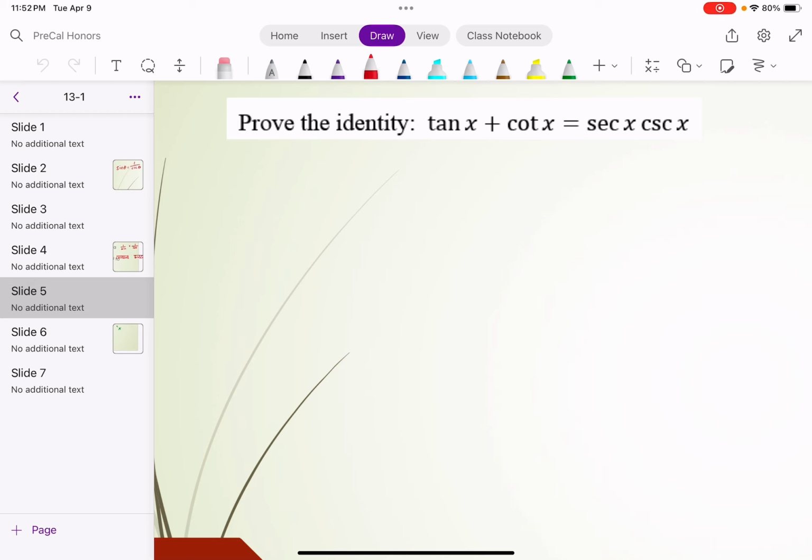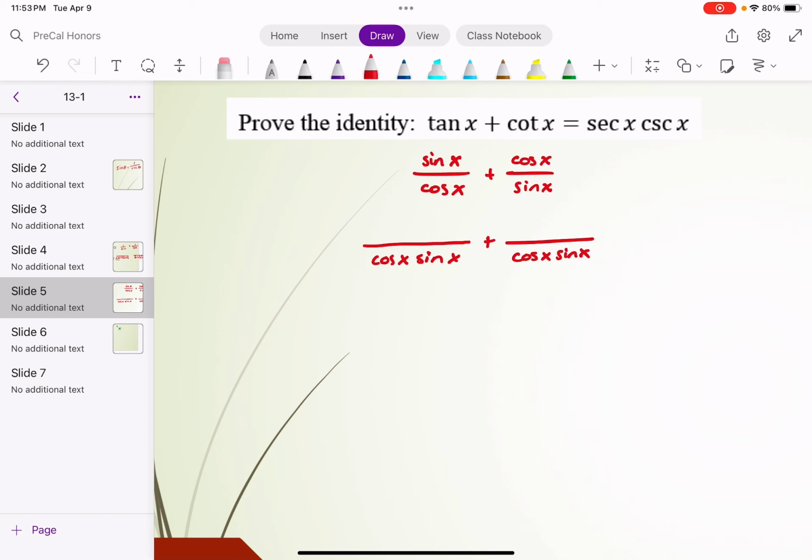So we will begin with tangent. Now we know that tangent is the same as sine x over cosine x. And we know that cotangent of x is cosine x over sine x. Here we are running into an addition of fractions with two unlike denominators. First would be to find the common denominator. In this case, cosine x sine x would be our common denominator.